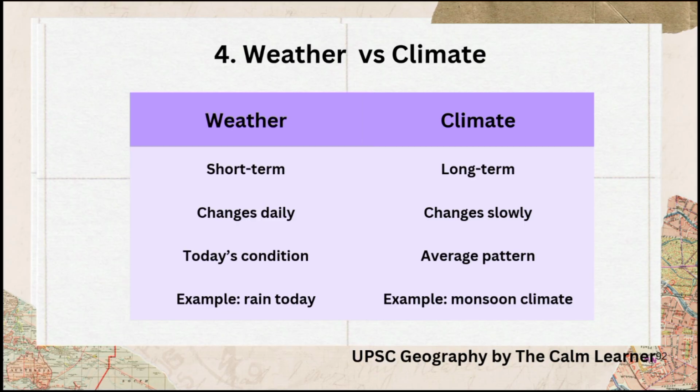Climate, on the other hand, refers to the average weather conditions of a place over a long period of time, usually around 30 years. It tells us the general nature of a region, such as whether it is hot, cold, wet, or dry. For example, rainfall today is weather, but the monsoon pattern of India is climate. This difference is very important from an exam point of view.